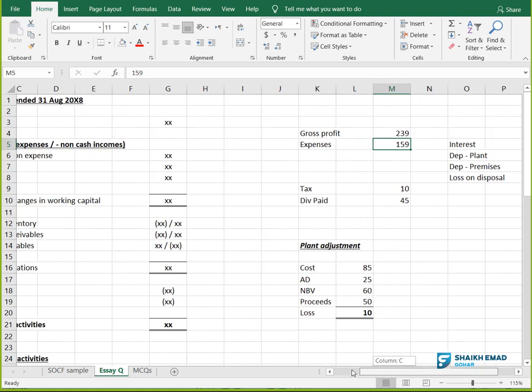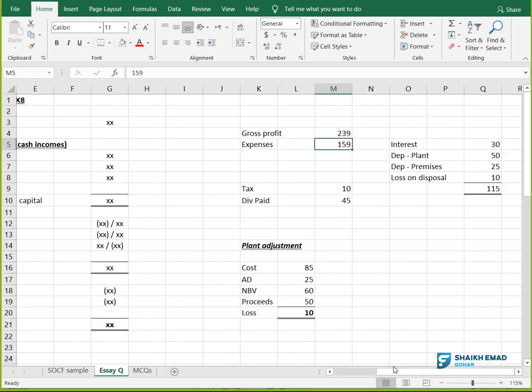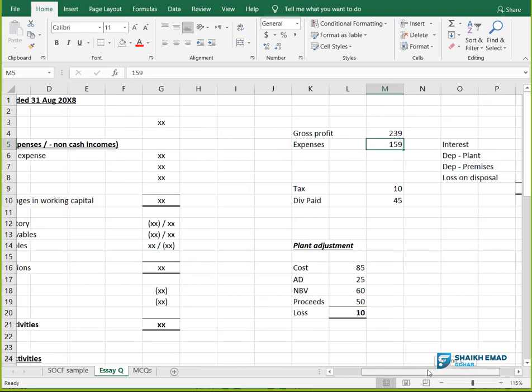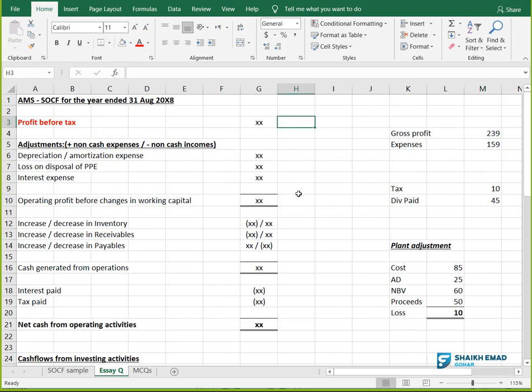So let's start making the cash flow statement, my friends. And you need to tell me that how much will be my profit before tax? Because that is my first figure I need to write here. So what do you think? How much is my profit before tax? My gross profit is 239. My expenses are 159. Tax is 10. So how much should be profit before tax? Very simple. 80. 239 minus 159. Right or not? This is your profit before tax or not?